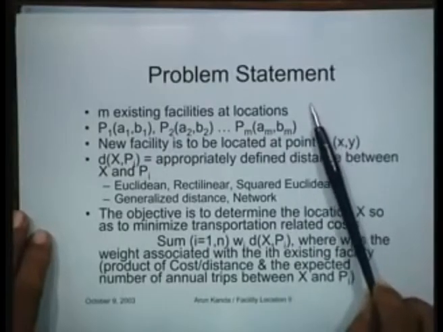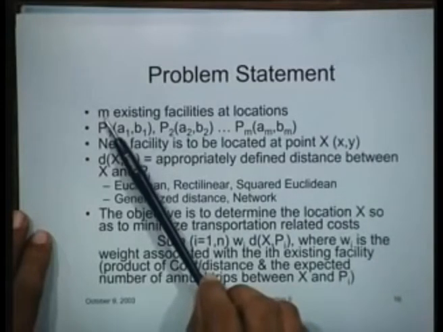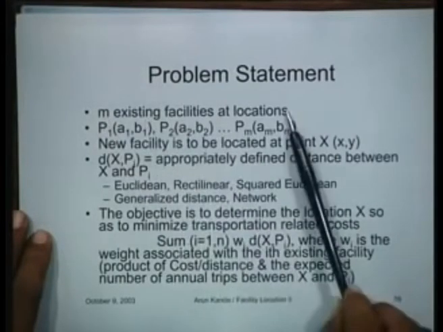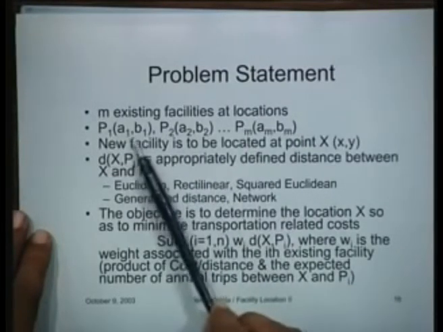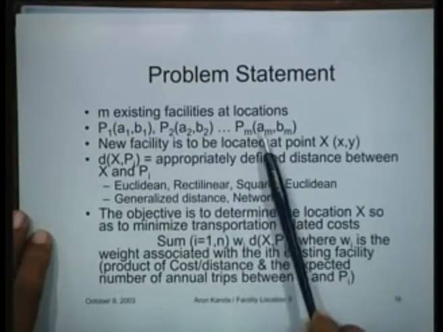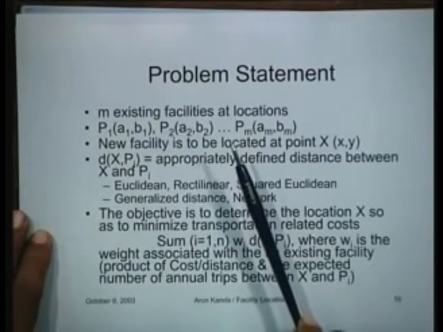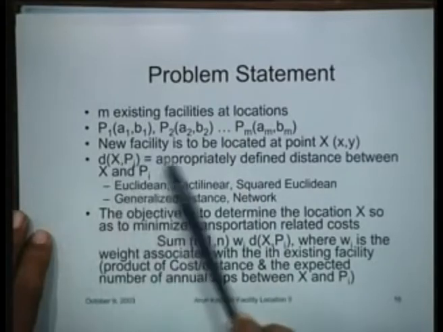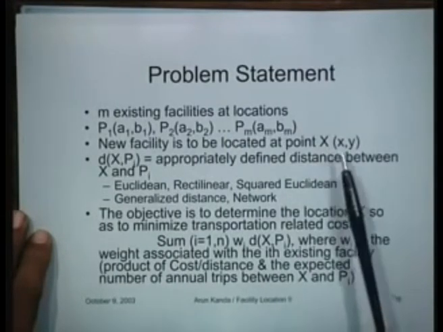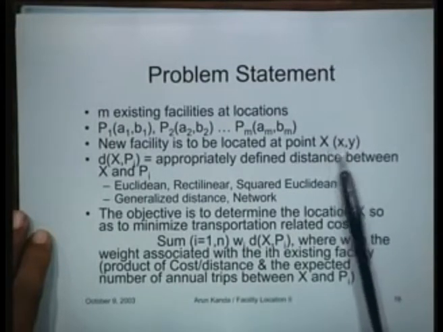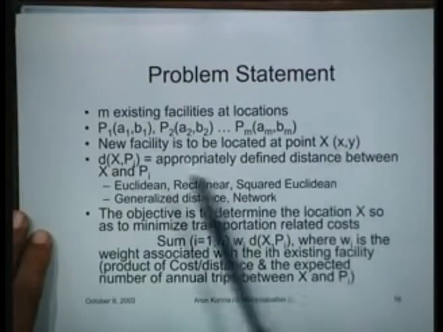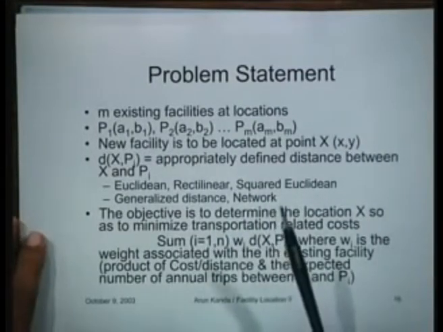For this problem, the mathematical statement can be built up as follows. We have m existing facilities at locations P1, P2, up to Pm, whose coordinates are A1, B1, A2, B2, and so on up to Am, Bm. So we know the locations of the m existing facilities, and the new facility is to be located at some point x, which is (x, y). We want to determine where the new facility should be located. The other existing facilities are fixed, that's the assumption.